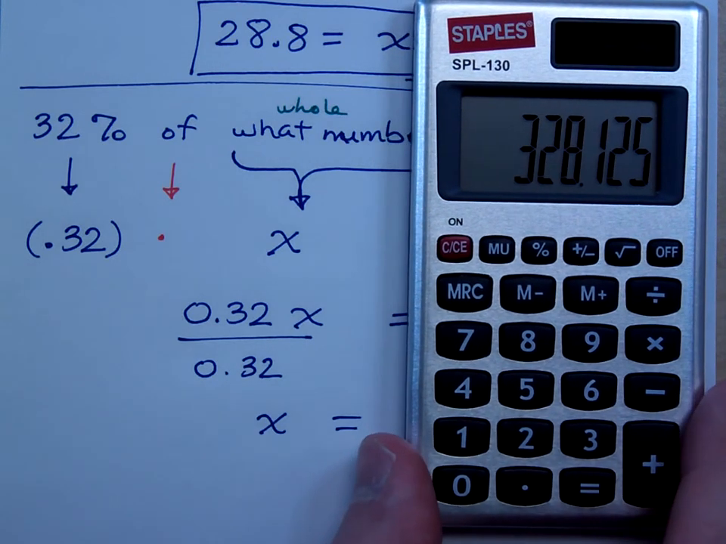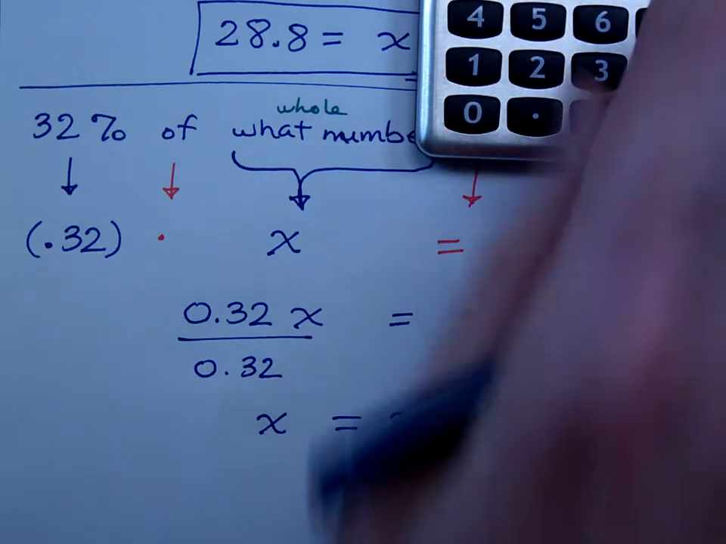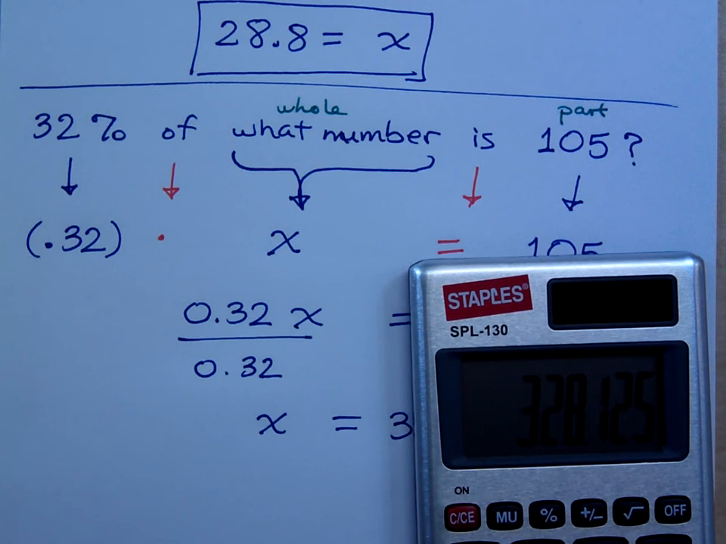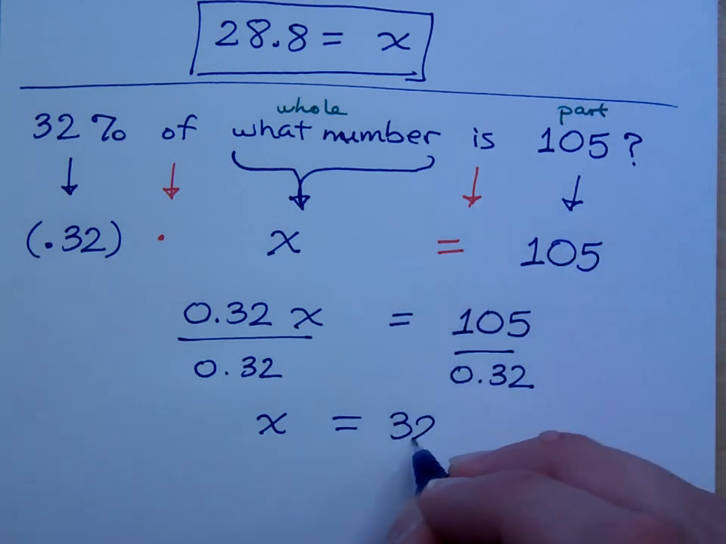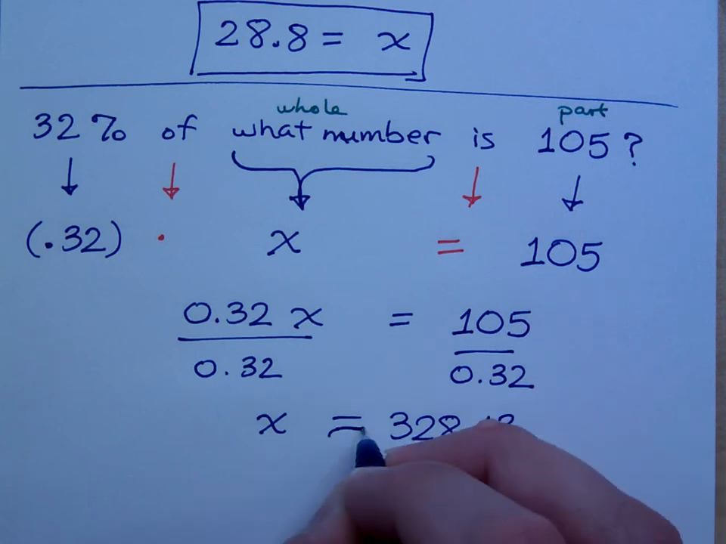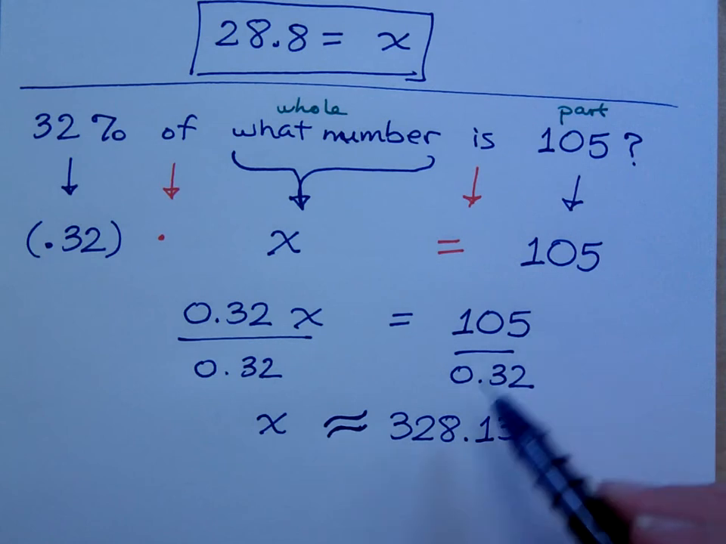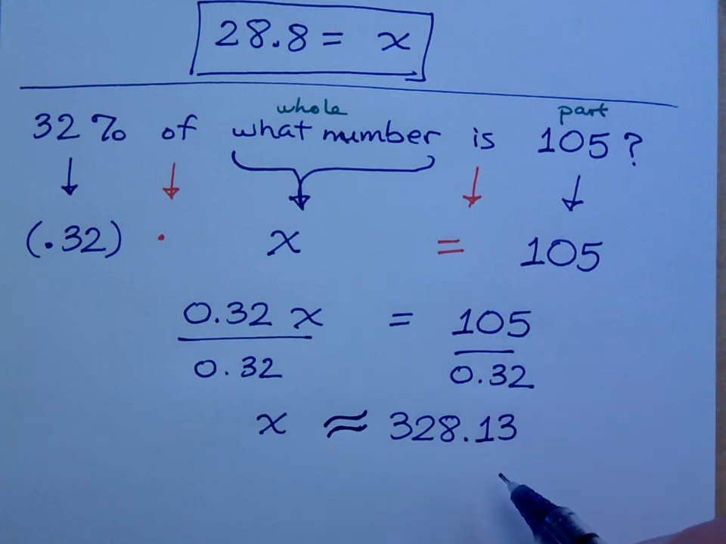If I'm going to round this to the nearest hundredth, I get what? 328.13. So we'll turn this into approximately equal to right there. So let's think about this. 105 out of 328.13, that'll give me 32%.